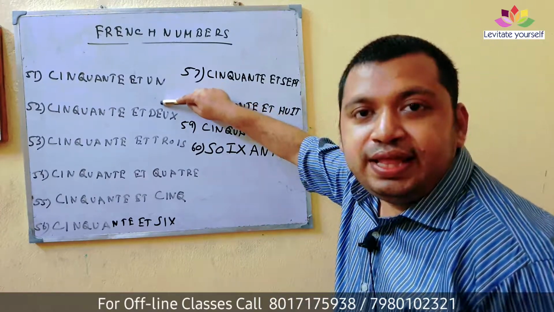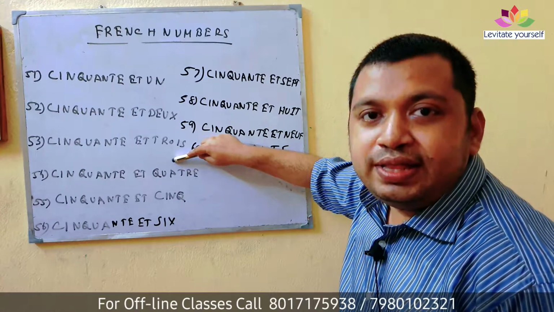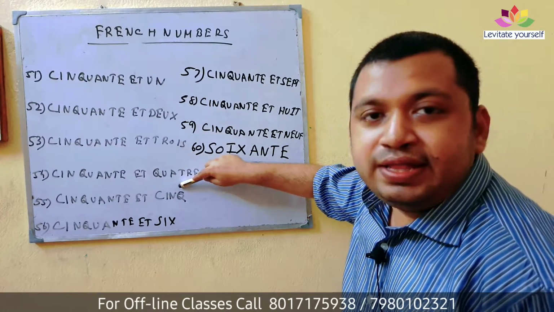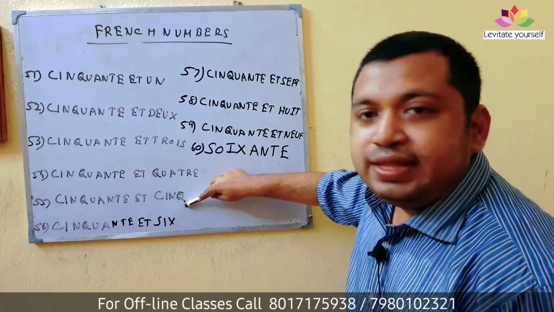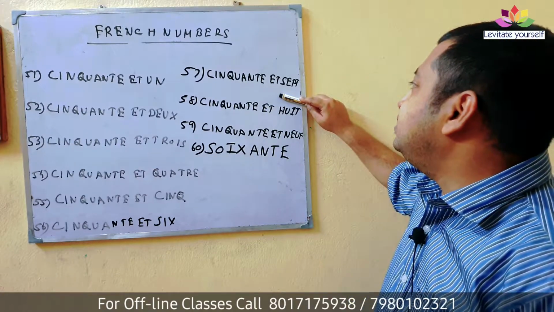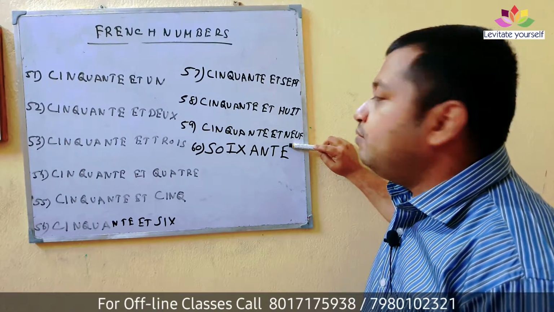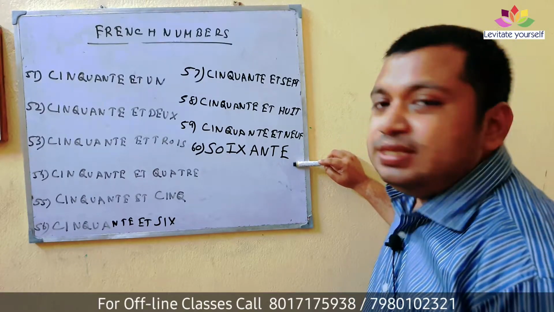Number 51, cinquante et un. Number 52, cinquante et deux. Number 53, cinquante et trois. Number 54 is cinquante et quatre. Number 55 is cinquante et cinq. Number 56 is cinquante et six. Number 57 is cinquante et sept. Number 58 is cinquante et huit. Number 59 is cinquante et neuf. And number 60 is soixante.